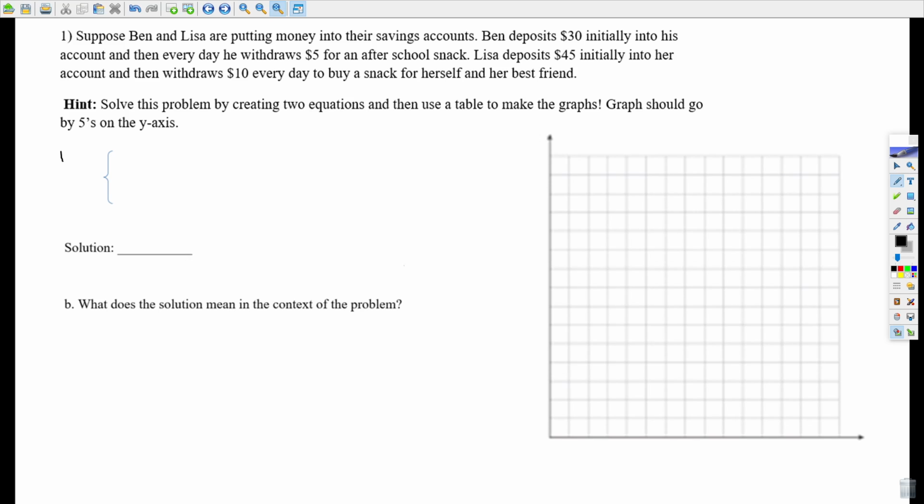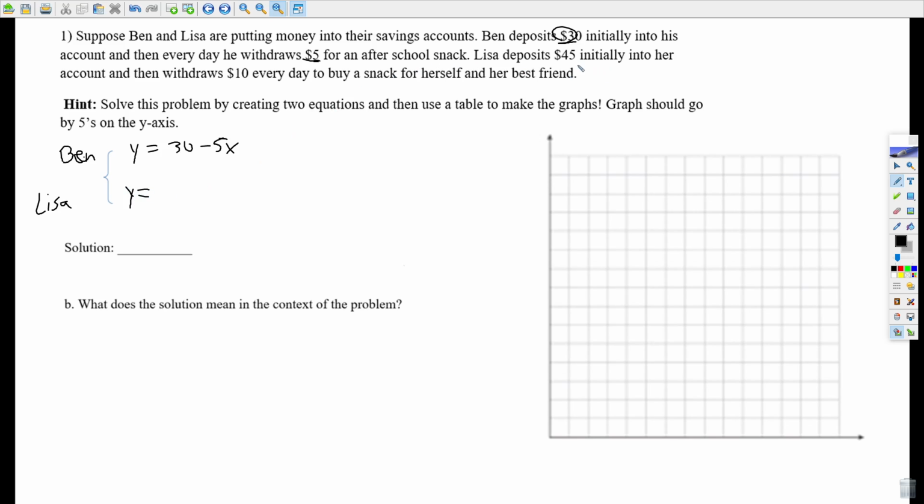So let's do two different equations. We have Ben. We got an equation for him, and we also have Lisa. So Ben's equation, he deposits $30 originally, but he's taking out $5 every single day. That's kind of like your slope. We have an initial starting amount of $30, and then we're going to go down 5. So it'd be like y equals 30 minus 5x. Or you could say negative 5x plus 30. That's Ben's equation. He starts with $30 and then is dropping $5 every day.